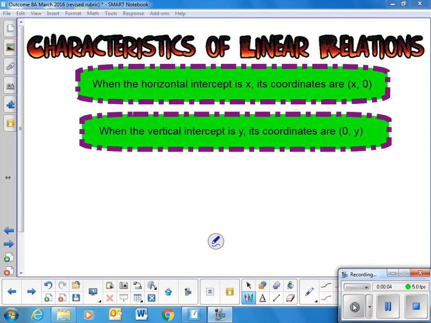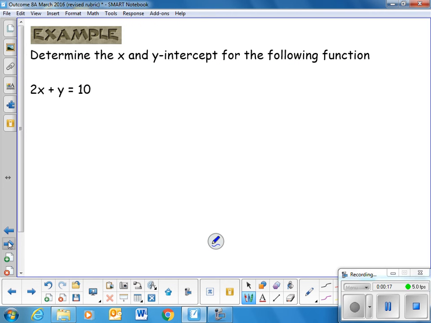Characteristics of linear relations. A reminder that our horizontal intercept is x and its coordinates are x and 0. The vertical intercept is y and its coordinates are 0 and y. Determine the x and y intercept for the following function. So this time, instead of being given the graph, we're given that linear relation in terms of an equation, and we need to find the x-intercept and then the y-intercept.